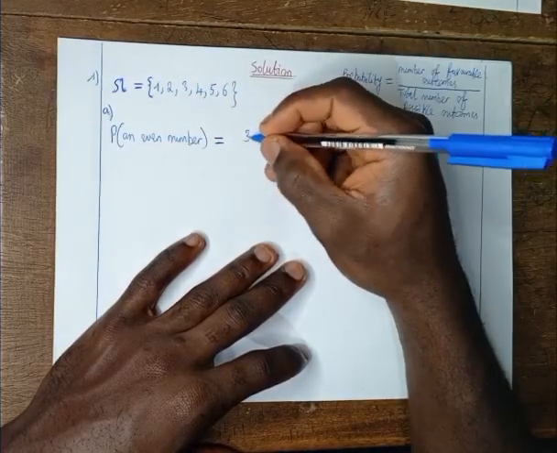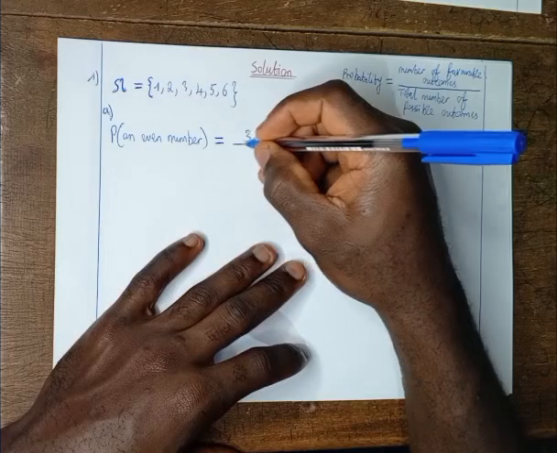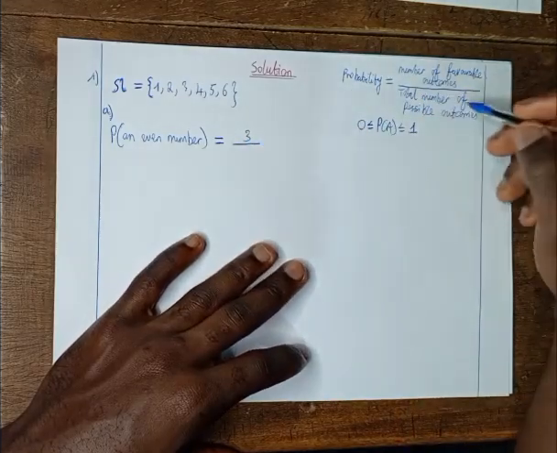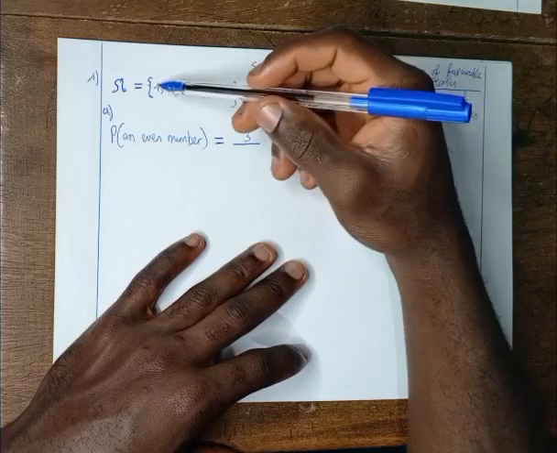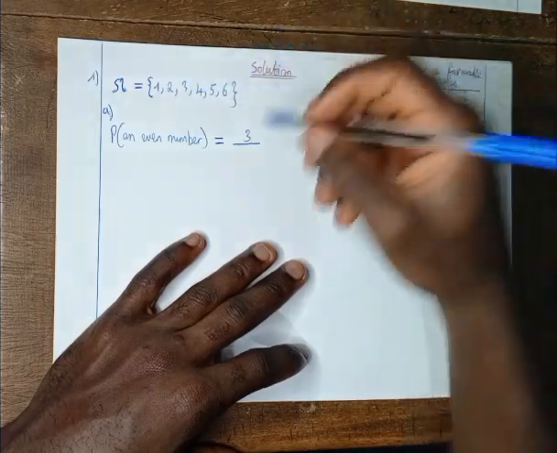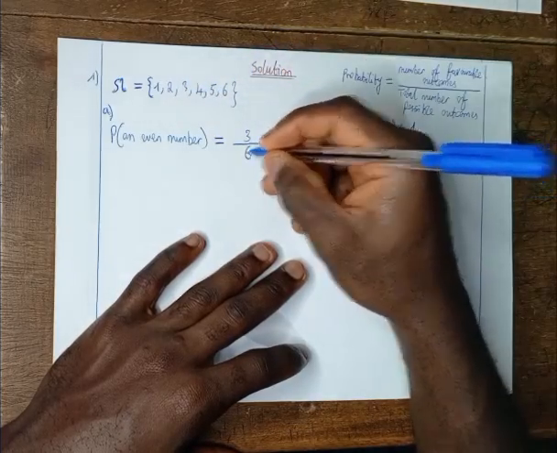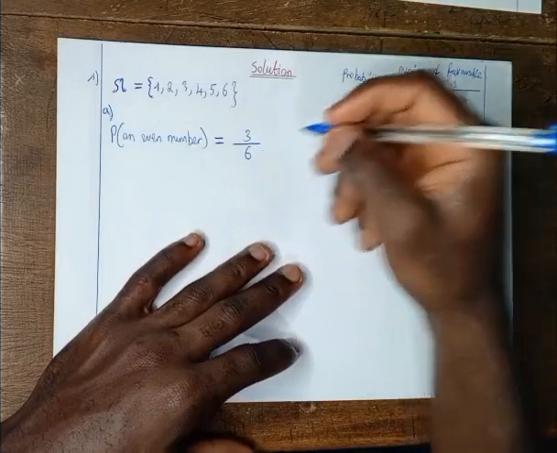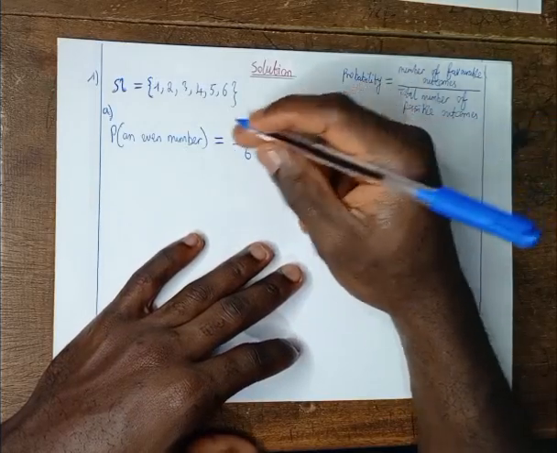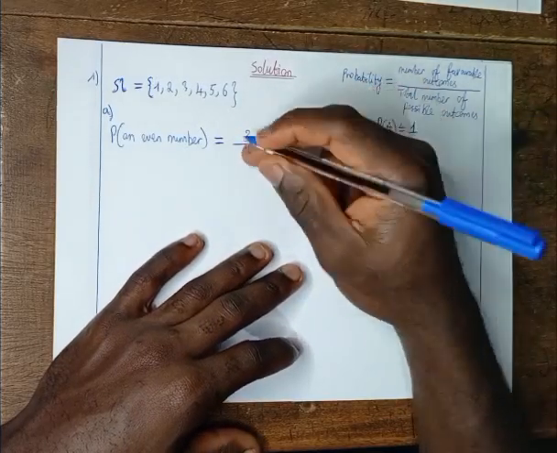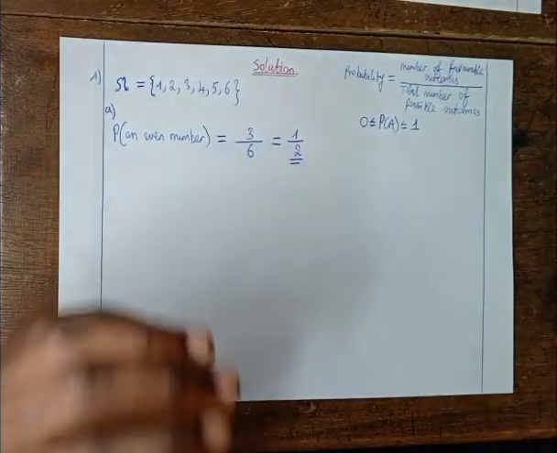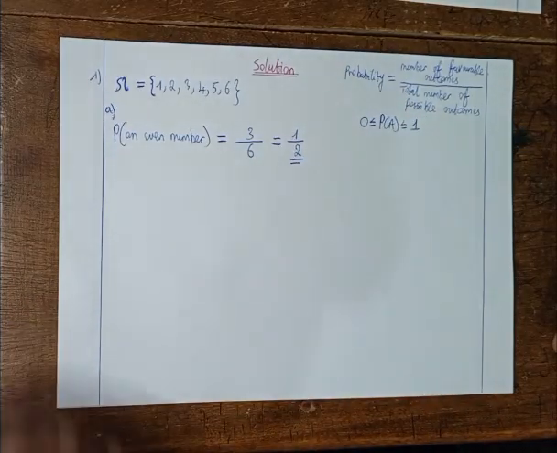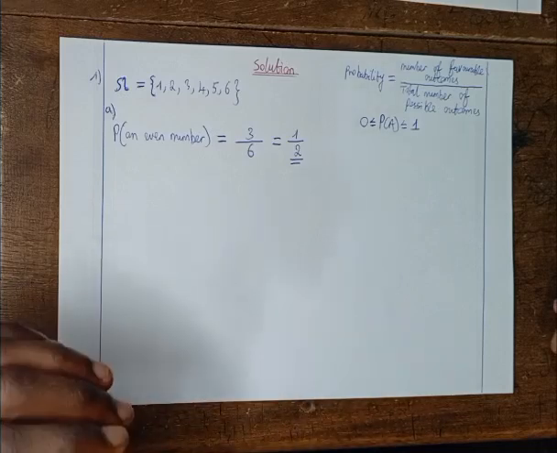We are going to write down 3 here, all over the total number of possible outcomes. These are the total number of possible outcomes here. We have 1, 2, 3, 4, 5, 6. There are 6 of them. This can be further simplified. 3 goes into 3 once, and 3 goes into 6 two times. Our answer will simply be a half. So the probability of getting an even number is a half.